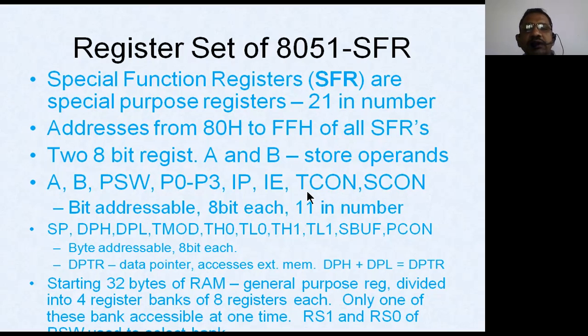Usually we're going to have TCON registers, SCON registers. So the registers are going to be A, B, PSW, P0 to P3, that is port 0 to port 3, the program status word register, IP, IE registers, TCON register, the timer control register, and the serial communication control register. All these are the bit addressable registers. We can access them bit by bit. Therefore, you should compulsorily know the internal structure of these registers, because we will be accessing them bit by bit.